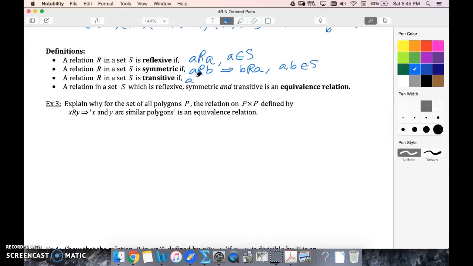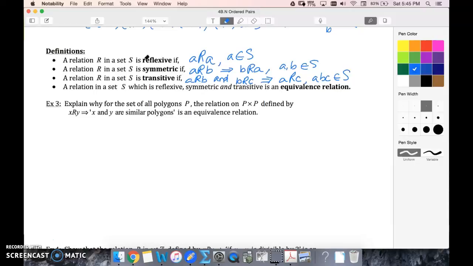Transitive is if we have aRb is true, and bRc. So a is related to b, b is related to c, and then that implies that a is related to c. And now we've got a, b, and c are elements of our set.